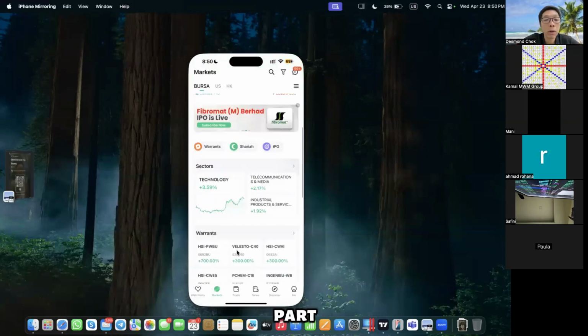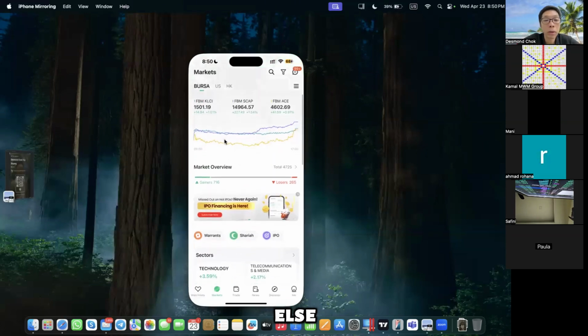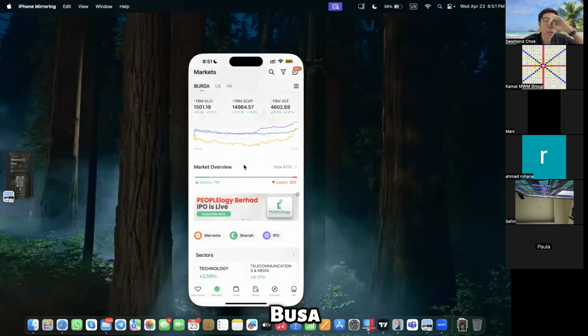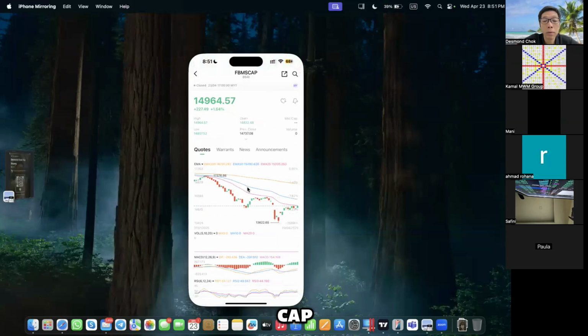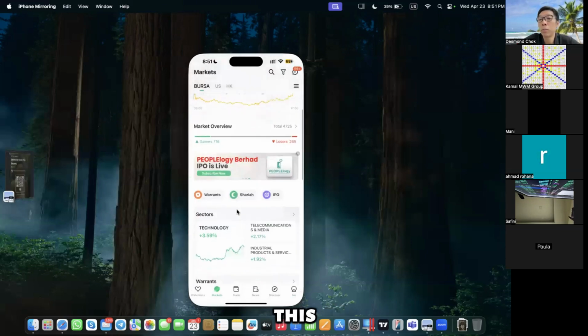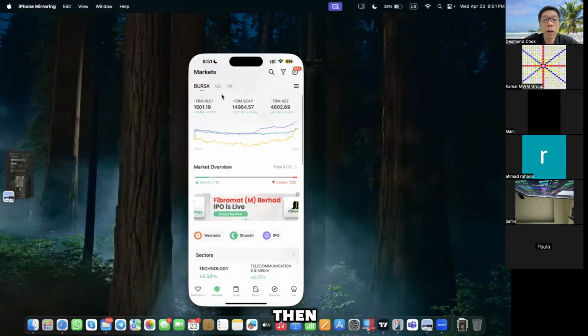For this part, what else before I miss out? Okay, for Bursa, it's like this. Small cap is the same. Small cap is where our small counters and all the small retailers trade. That one, FBM KLCI, is just the top 30 stocks, the blue chip counters. So this part, any question? If not, then I continue to the next one.